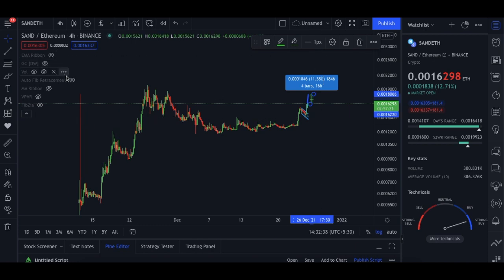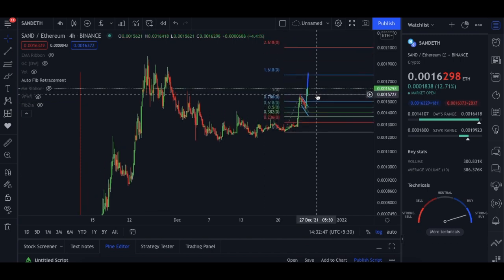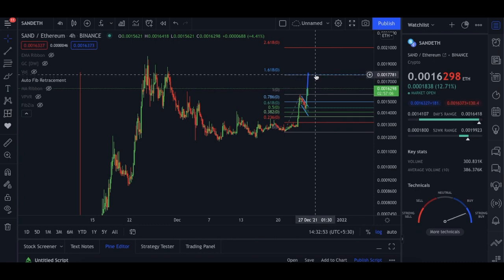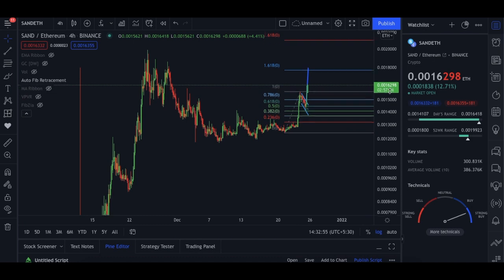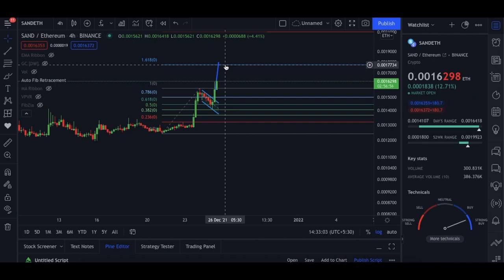Now, what are the key levels of support and resistances here? Let's take a quick look at that as well. So currently we are above the resistance line of about 15,800, and we may head straight to the 161.8 Fibonacci, which comes exactly with our price target of the flagpole, as you can see right here. Okay, so I believe 17,800, 17,700 could also be on the cards for the Sandbox against Ethereum.